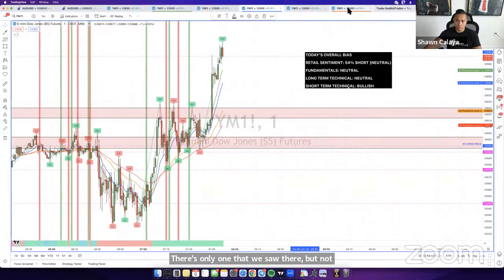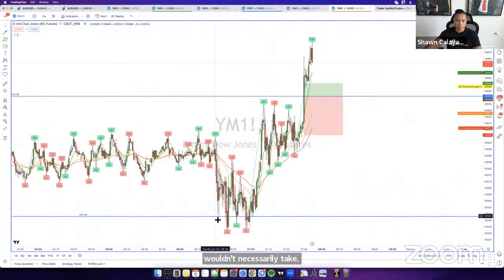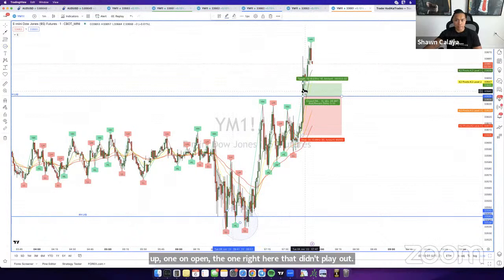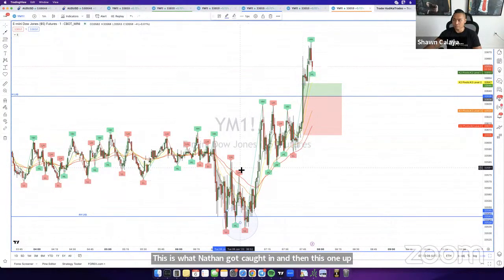There were two liquidity pushes that came up, the one on open, and the one right here that didn't play out. This is what Nathan got caught in. And then this one up here that I didn't take. So I didn't take this one or this one. I only took the one on open. And that was pretty much it.